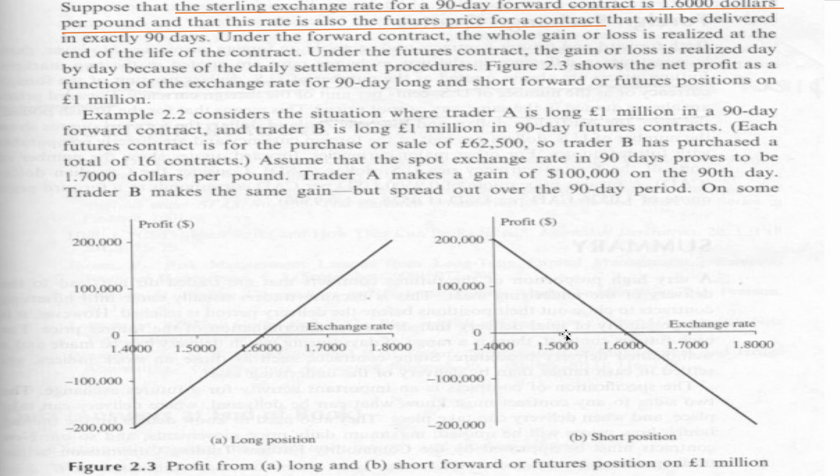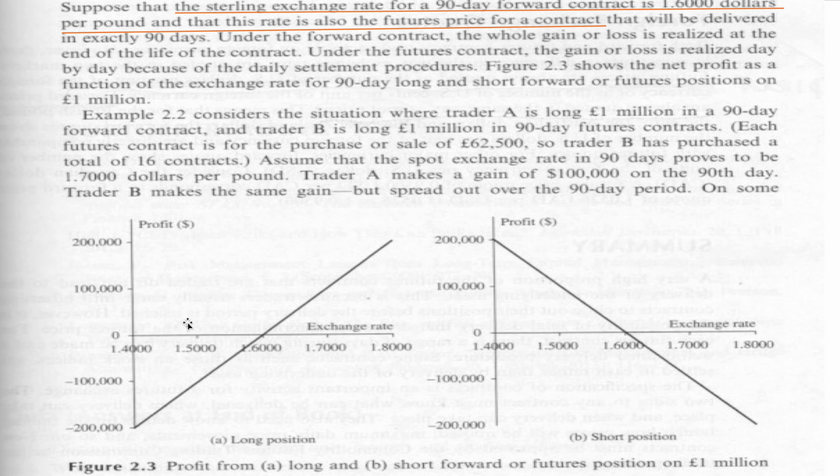Now, on the other hand, if the value of the British pound goes down from the current 1.6 to 1.5, in that case, on the maturity, you get 1.5. You sell British pound at 1.6. On the market, it is only worth 1.5. So you have a gain of 10 cents times $1 million. You get $100,000 as your profit. So here is the short position for this contract.